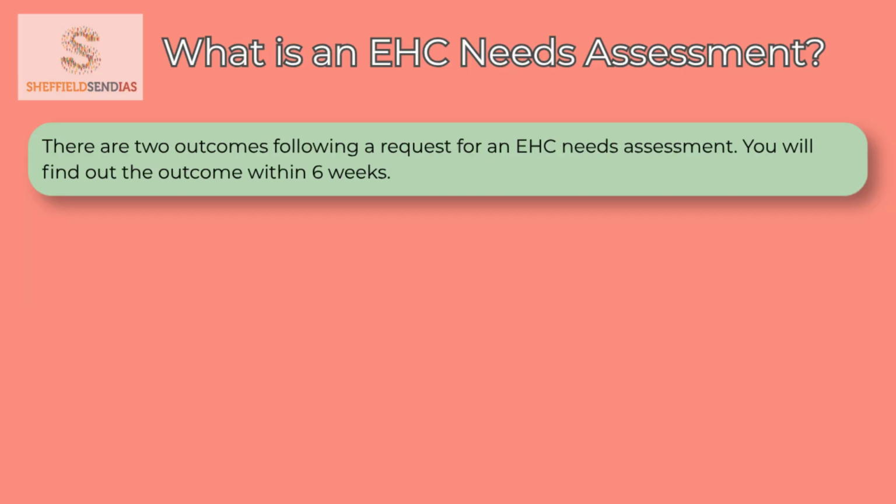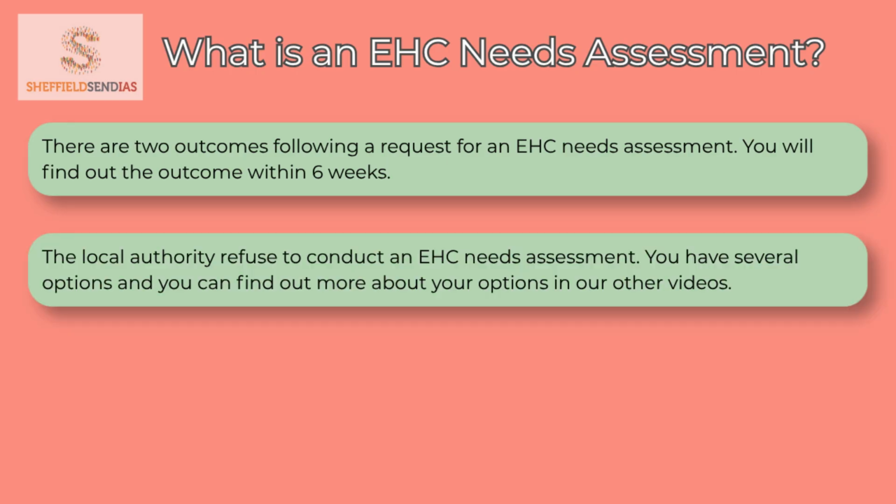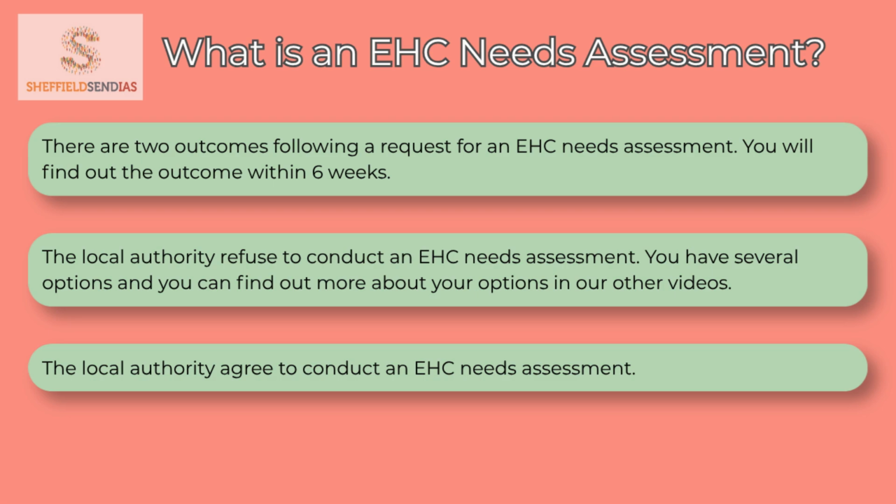There are two outcomes following a request for an EHC needs assessment. The local authority must inform you of their decision in writing within 6 weeks of the initial request. The first possible outcome is that the local authority refuse to conduct an EHC needs assessment. You have several options if this happens, and we have another video which goes through these options and your next steps. You can find the link to this video in the description. The second possible outcome is that the local authority agree to conduct a needs assessment. Let's look at what this means.